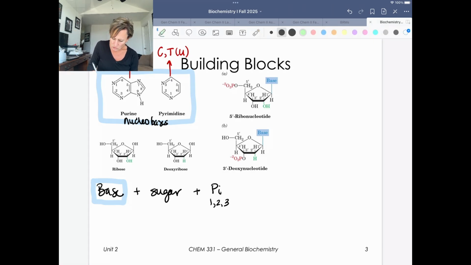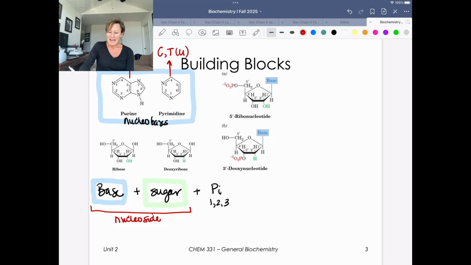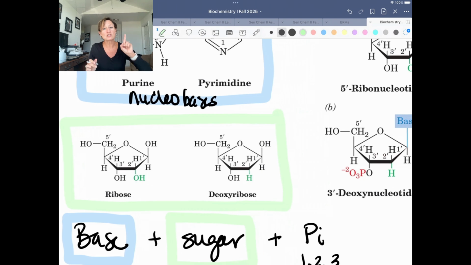So let's go ahead and take a look at then the sugars that we have. So again, bases plus a sugar are going to be what we call a nucleoside. So these two pieces together are a nucleoside. Okay, and we have 2 different flavors of sugar that we can see. So in green here, I'm going to highlight our different sugars. I'm going to zoom in here so we can see this a little bit better, because the sugars are a piece that I want to talk a little bit more about the structural details of.